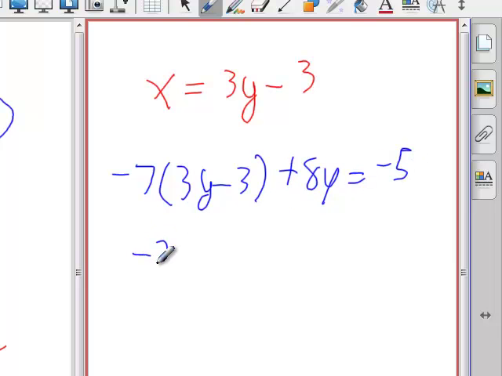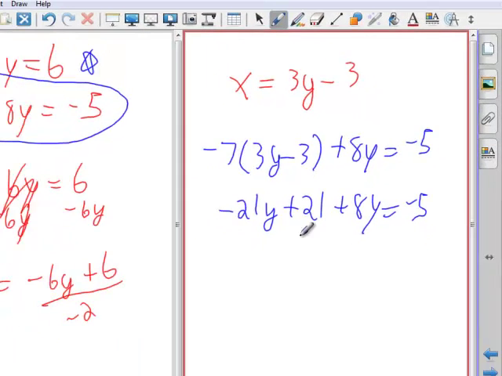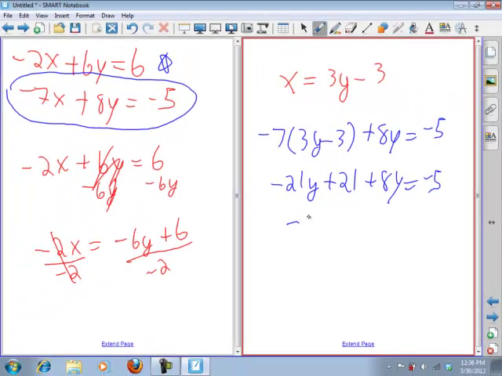Negative 21y plus 21, plus 8y equals negative 5. Minus 21 plus 8y, what's that going to give me? Negative 13y. Negative 5 and negative 21, so we minus the 21. Negative 26, so negative 13y equals negative 26, which gives y equal to, sorry, positive 2.